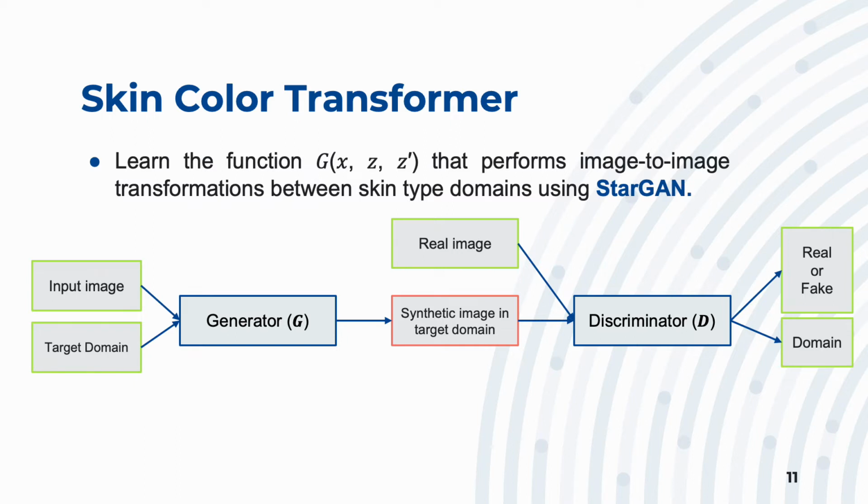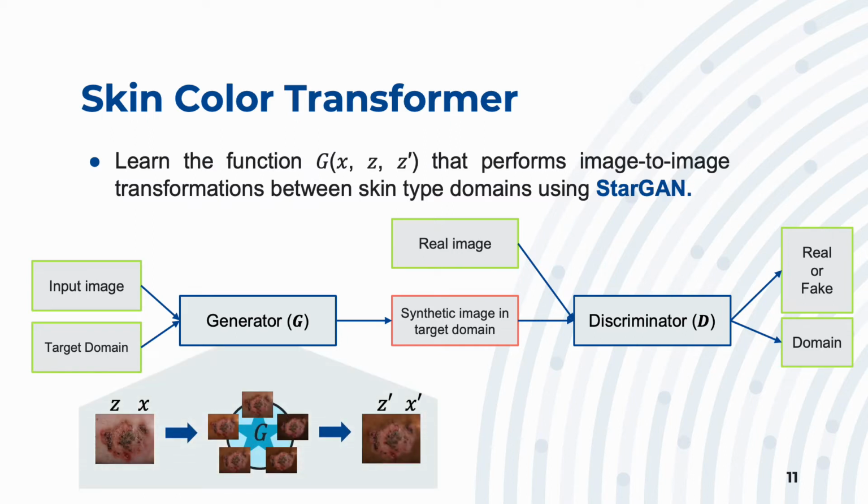In other words, the equilibrium state of StarGAN here is when G successfully transforms the data density of the original skin type to that of the destination skin type.